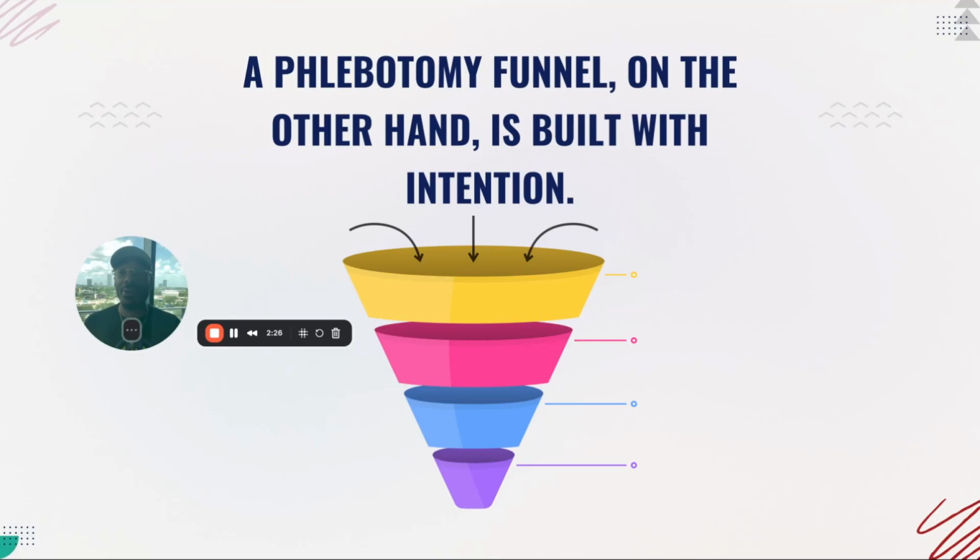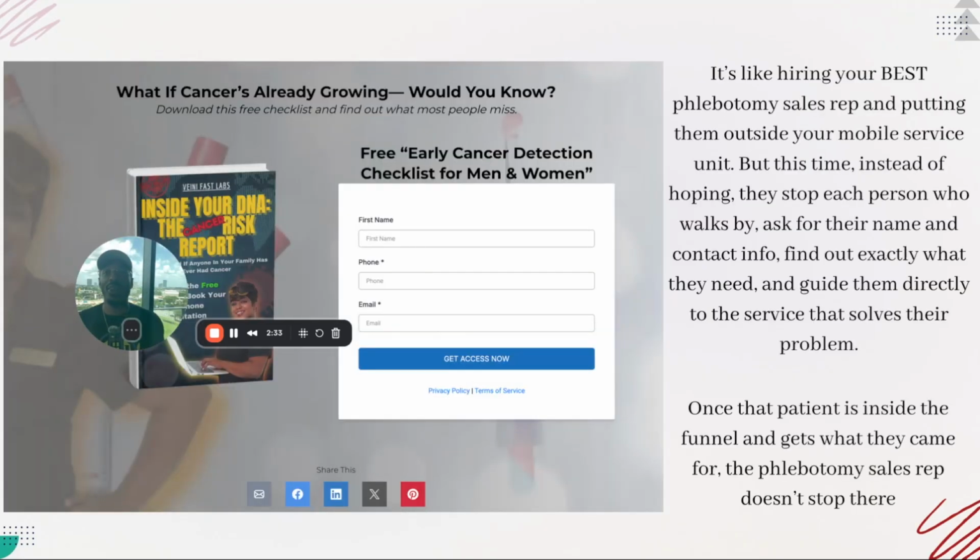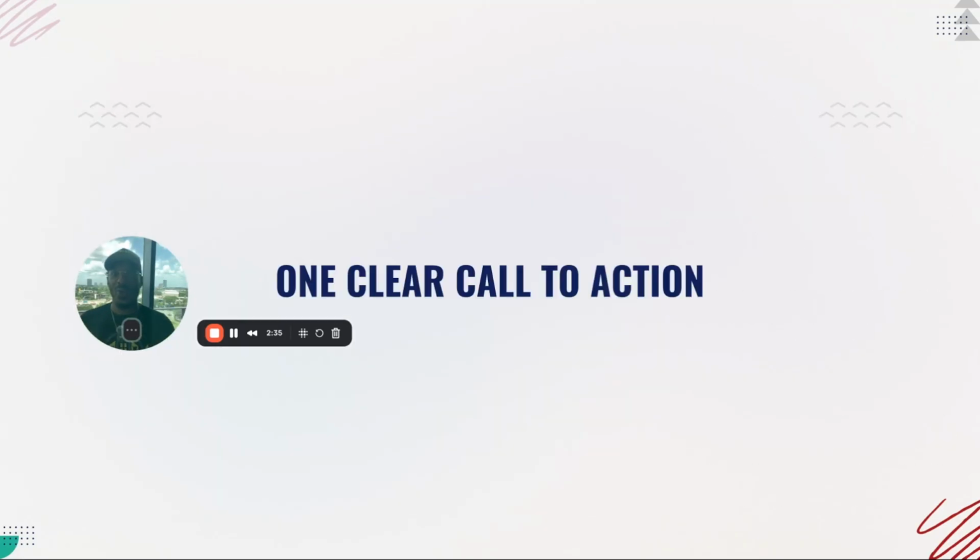And then every phlebotomy funnel that we create will always have a CTA, which is a call to action, and that's what we want that specific patient to do. So we want them to book an appointment. We want them to schedule a call. We want them to get this free PDF. So comment the word cancer or comment the word cardiac, whatever.